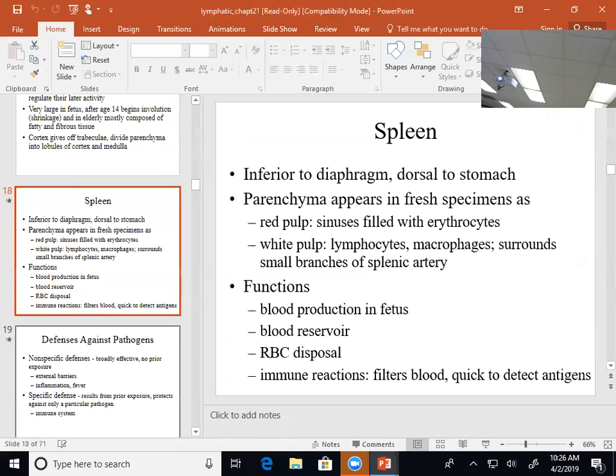So the spleen is filtering blood, storing blood, helping to remove old and worn out and irregular shaped red blood cells. So this is an area where it's going to be detecting potential foreign antigens. So this is why there's some diseases that the spleen can actually become enlarged.